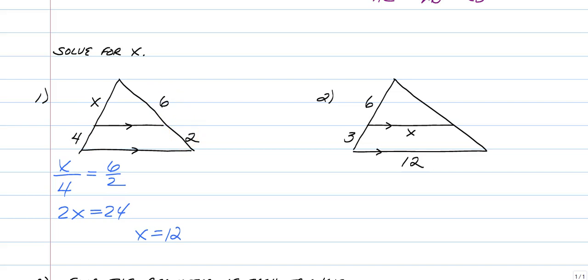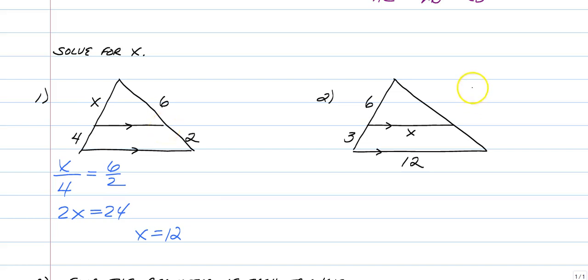The second one, if you somehow have that x is 24, you are wrong. First of all, let's use a little bit of common sense. This line is obviously going to be shorter than 12. And if you did that, it's because you did 6 over 3 is equal to x over 12, which I mentioned you are not allowed to do. You are only allowed to do that with split sides.